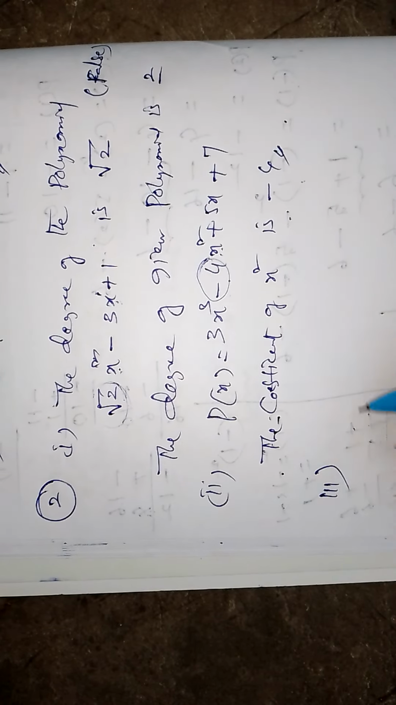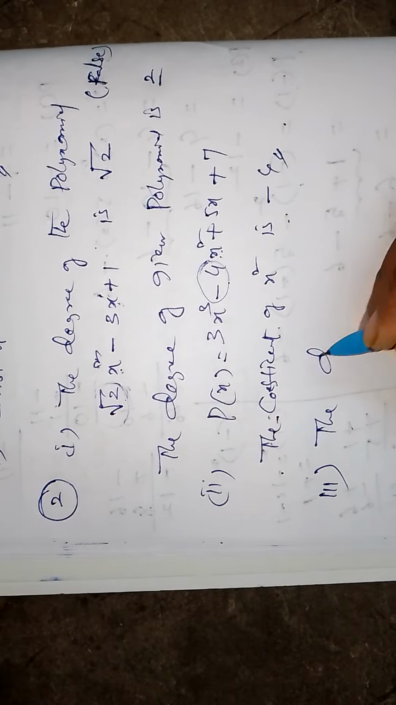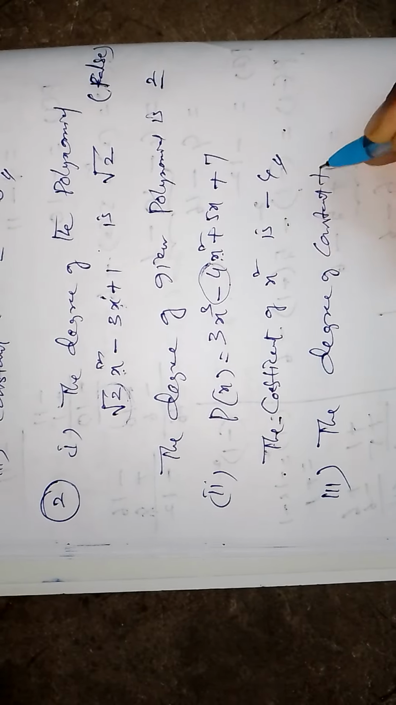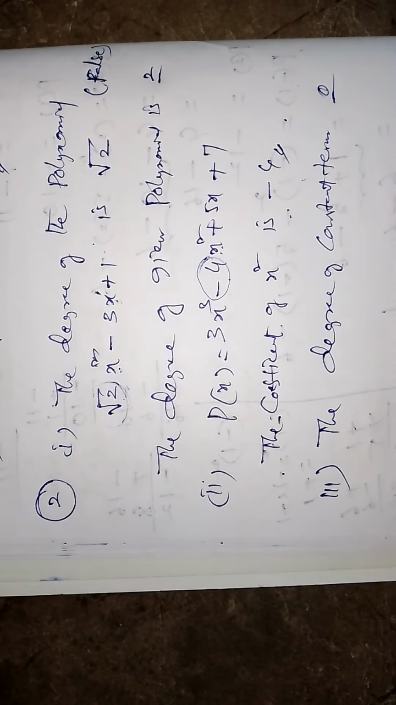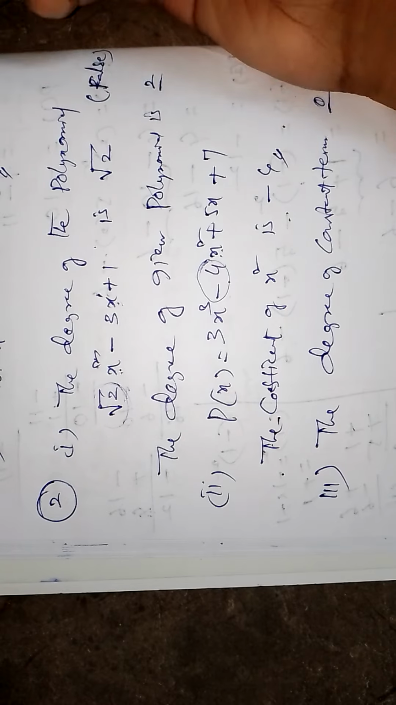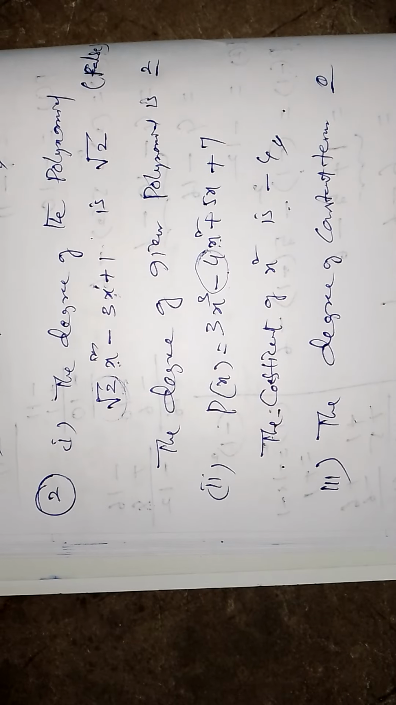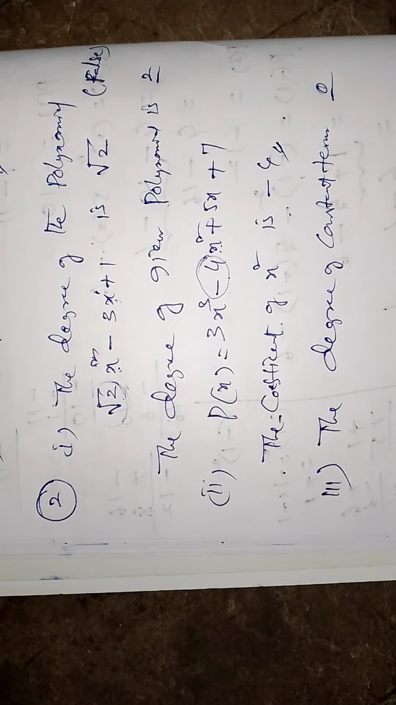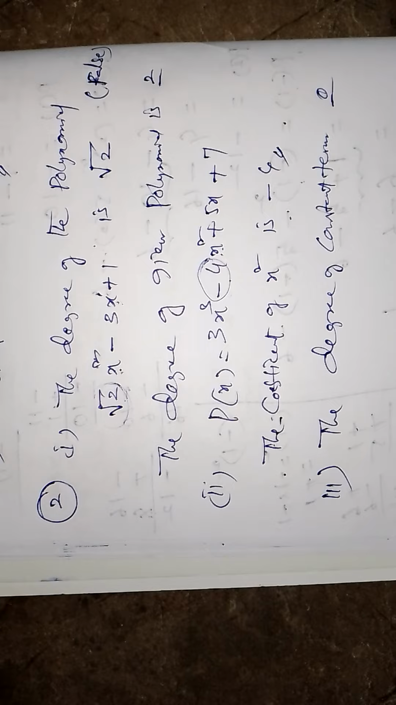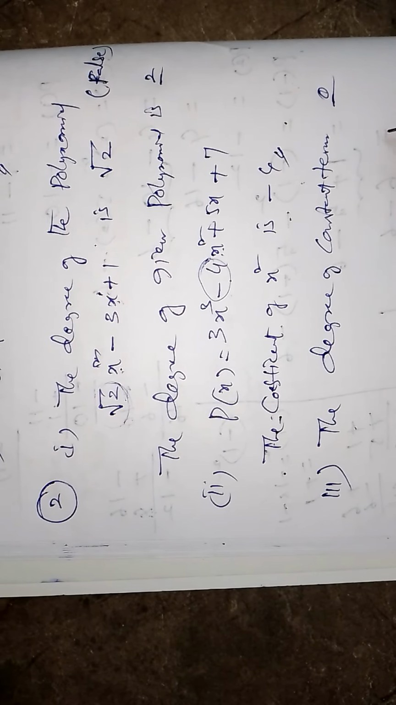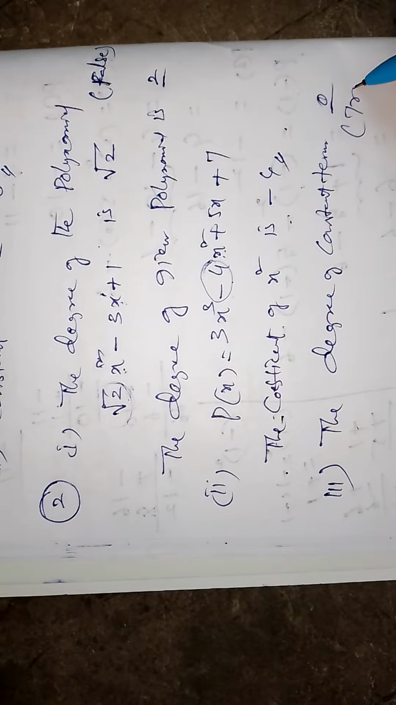Yeah, next, we can write that the degree of constant term is 0. Why? Because constant means it is not combined with any literal. The constant term is the term in any polynomial which is not combined with any literal. There is no literal, so you have to think its power is 0. The constant term degree is 0. Yes, it is the true statement. True.